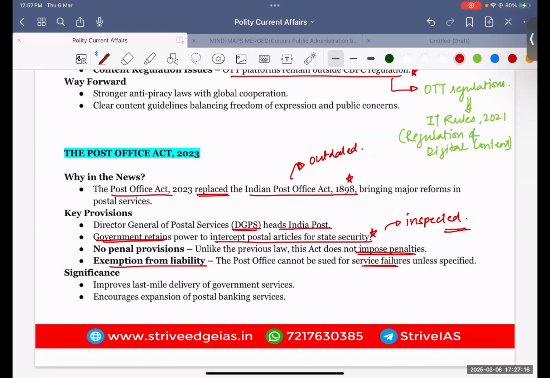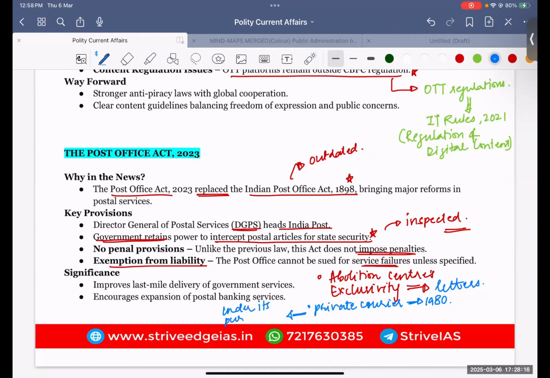And now there is one more, that is abolition of the Centre's exclusivity. So the Centre had exclusivity in terms of letters, in the previous act of 1898. It gave the Centre the exclusive privilege of transmitting all letters by post from one place to another. So anyway, after the private courier system came to rise in the 1980s, people were using private couriers more than the Indian Post. So anyway, they had lost their power. So now this act has also got the private couriers under its purview. That's why this is important.